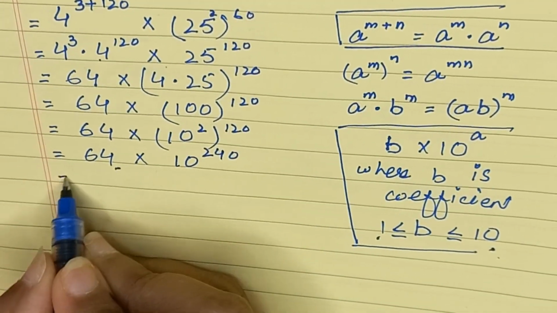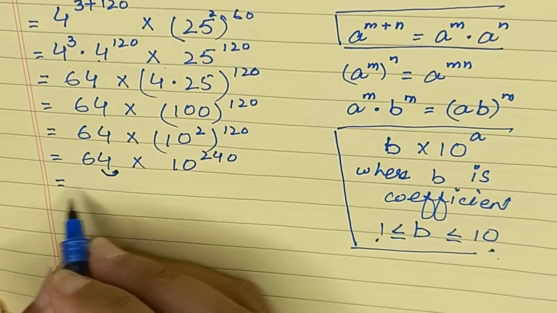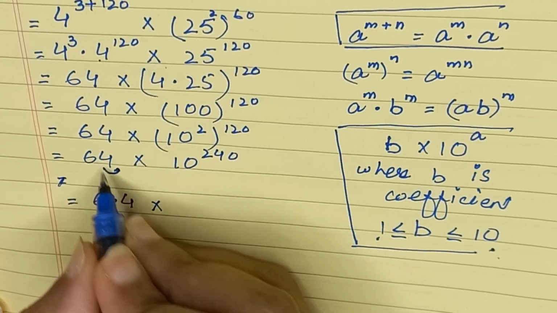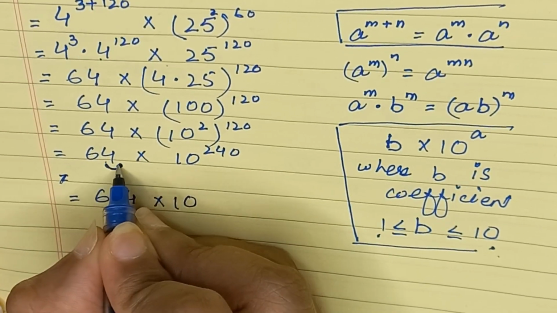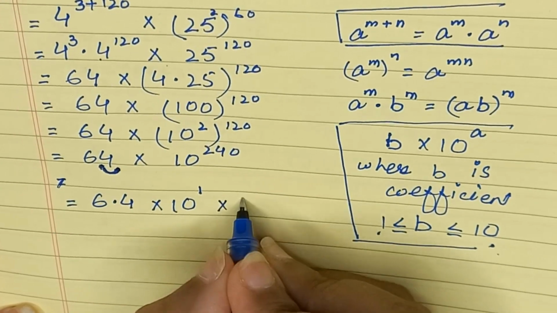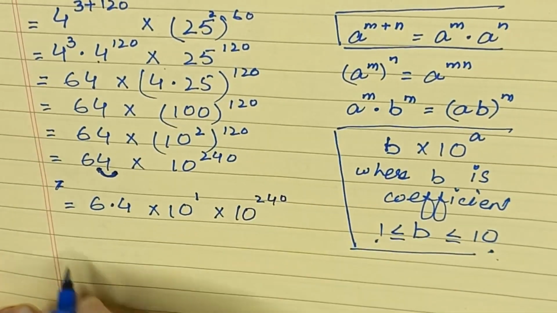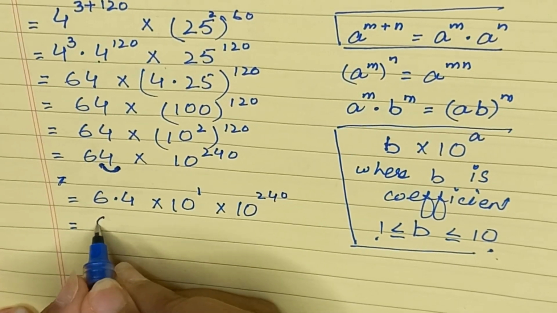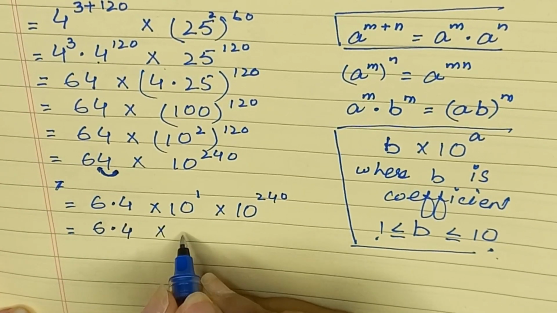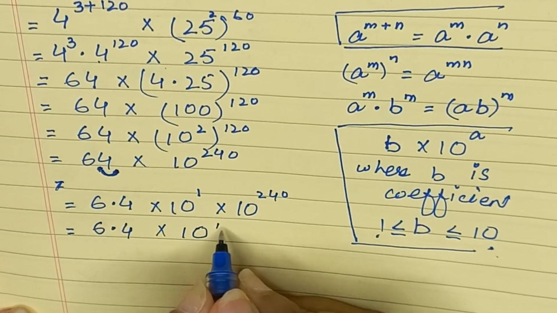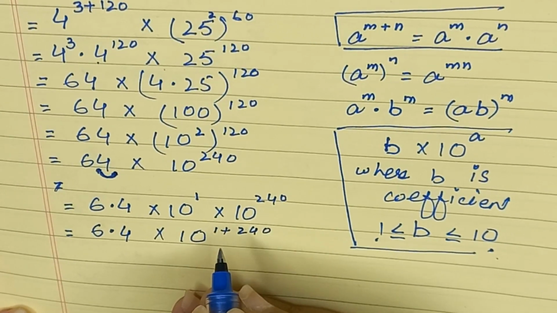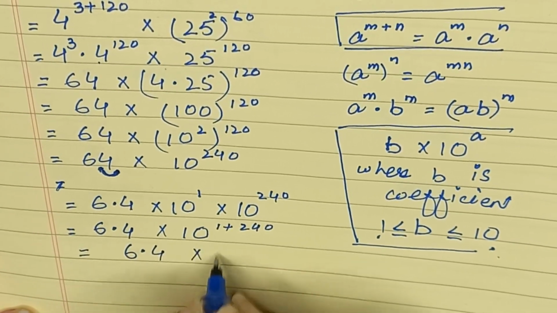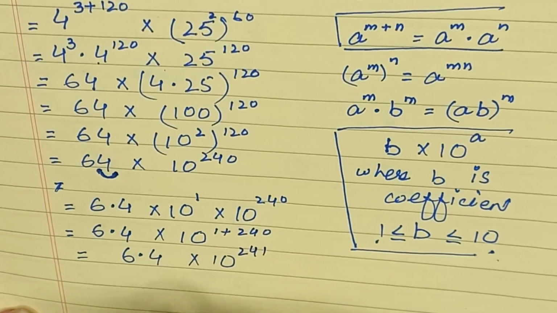So we can write it as 6.4 multiply 10 raised to the power 1. So it will become 10 raised to the power 240. If bases are same, then powers will be added. So it will become 10 raised to the power 1 plus 240. So we can write it as 6.4 multiply 10 raised to the power 241.